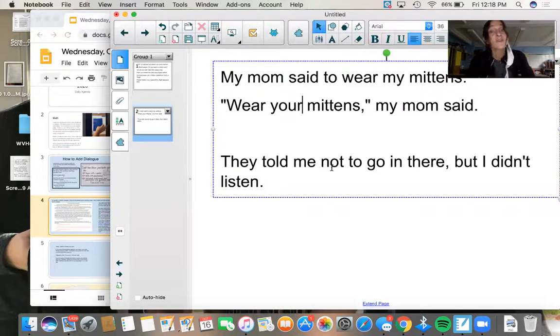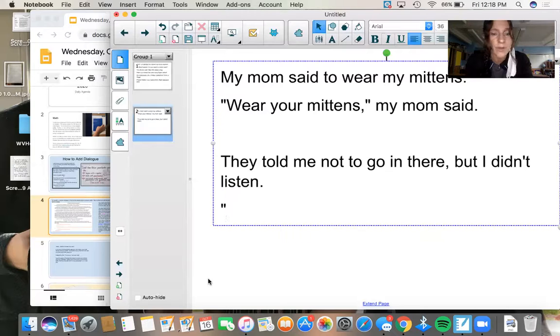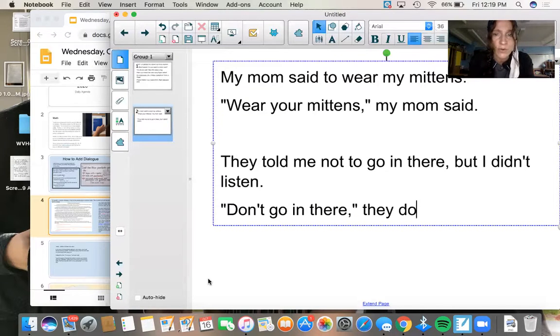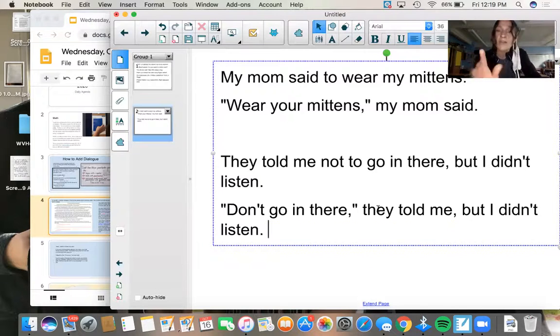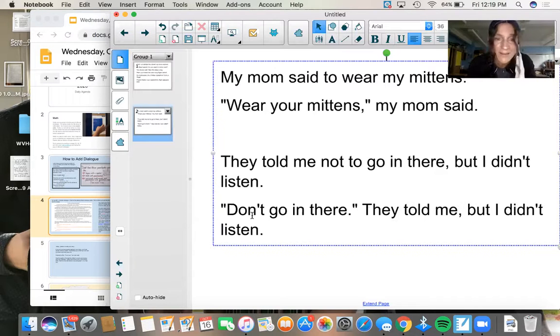If it was something like, "They told me not to go in there, but I didn't listen," that's going to be, "Don't go in there. They told me, but I didn't listen." You see? Don't go in there. They told me not to go in there is what I'm telling you, but instead I'm going to actually include it as dialogue. Don't go in there. And notice it's got the quotation marks around the entire sentence, but I didn't write "don't go in there," period, and then capital "they told me, but I didn't listen."